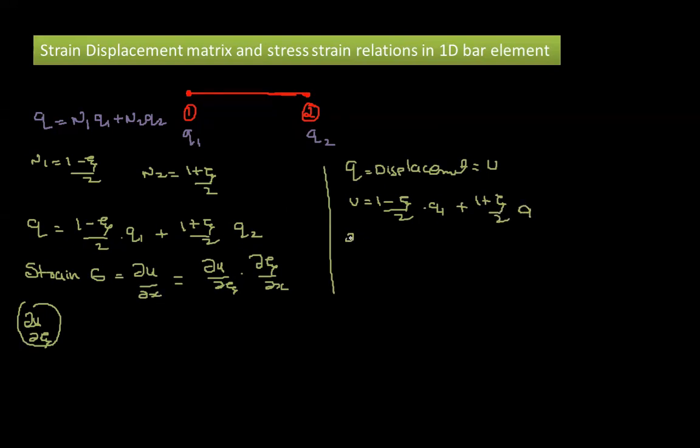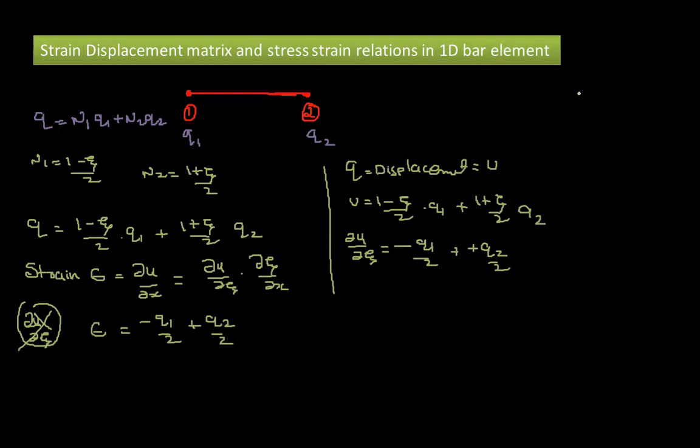If you differentiate this, dou u with respect to dou zeta is minus Q1 by 2 plus Q2 by 2. So this is the value of dou u by dou zeta. Now let us substitute here. Therefore epsilon is equal to dou u by dou zeta, which is minus Q1 by 2 plus Q2 by 2, into d zeta by dx.